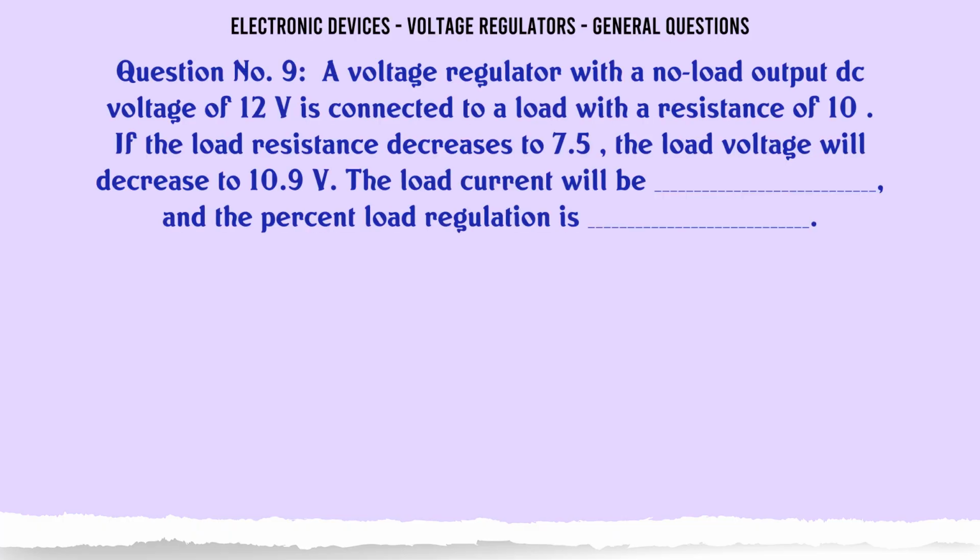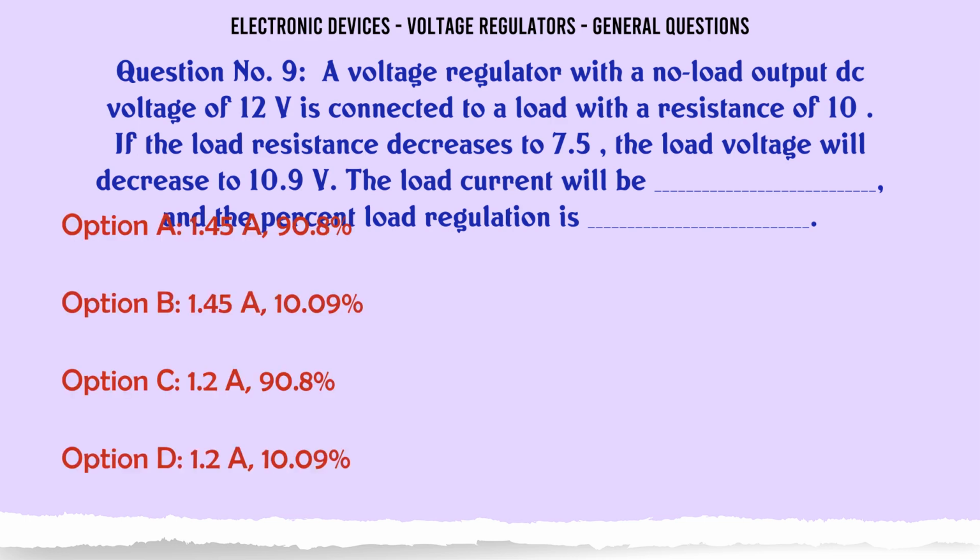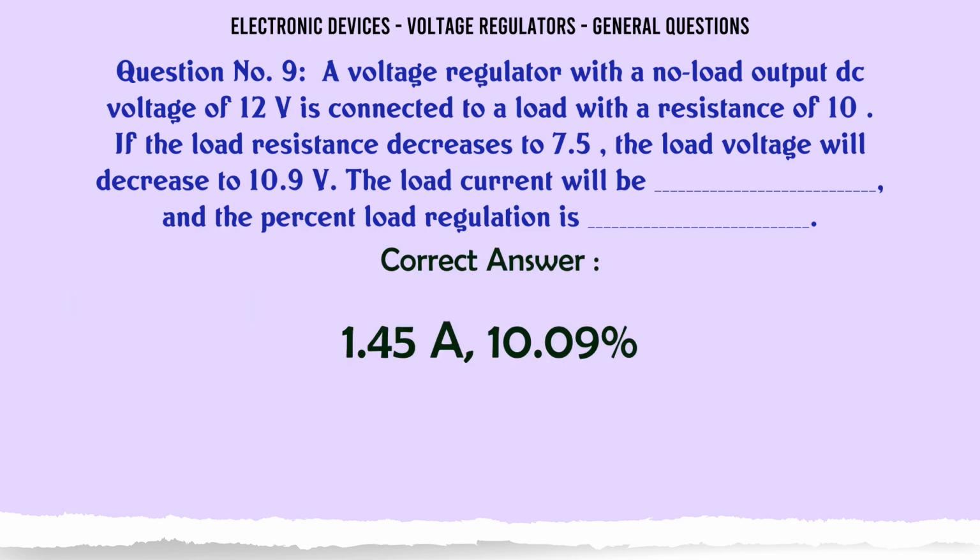A voltage regulator with a no-load output DC voltage of 12V is connected to a load with a resistance of 10 Ω. If the load resistance decreases to 7.5 Ω, the load voltage will decrease to 10.9V. The load current will be and the percent load regulation is A. 1.45 A, 90.8, B. 1.45 A, 10.09, C. 1.2 A, 90.8, D. 1.2 A, 10.09. The correct answer is 1.45 A, 10.09.